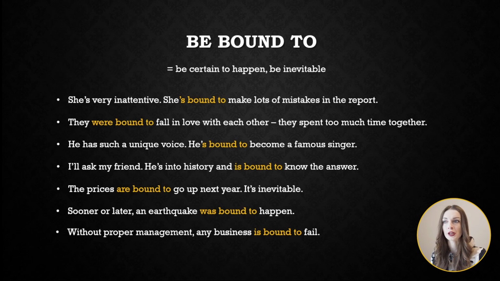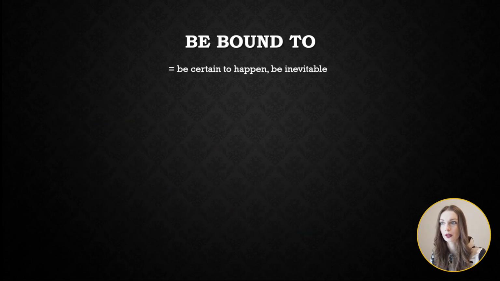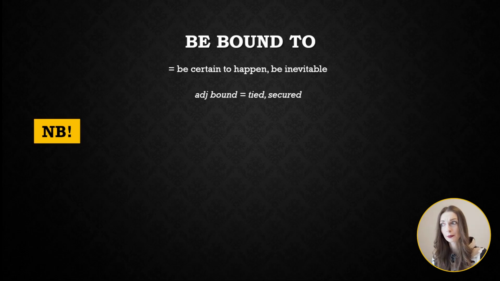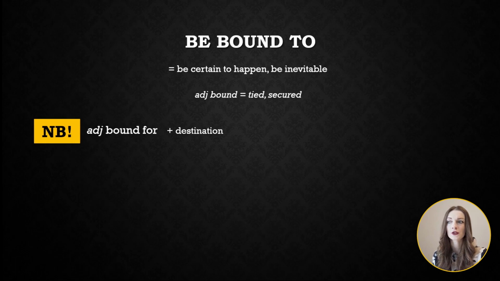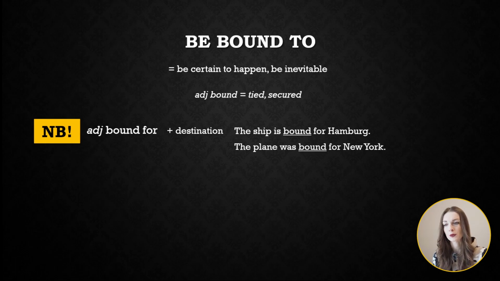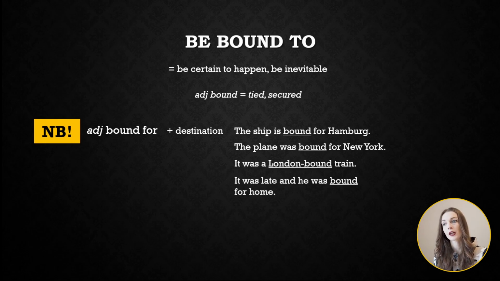Now let's pay closer attention to the word bound. The adjective bound means tied or secured. Please pay attention that it can be used with two different prepositions, for and to. So if it is used with for, bound for, it is followed by a destination. For example, the ship is bound for Hamburg. The plane was bound for New York. It was a London-bound train. It was late and he was bound for home.